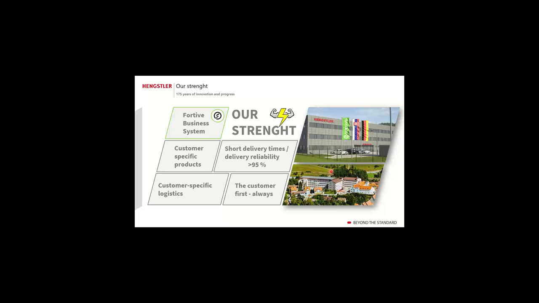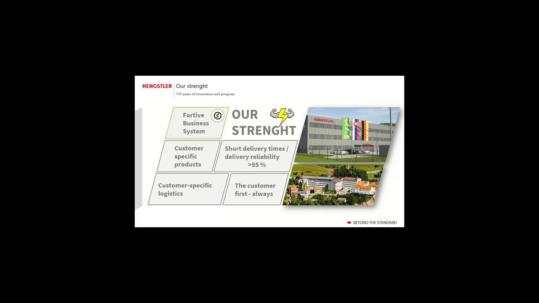So, 175 years of innovation and progress. Our strength is our total business system, which I told you about. We have short delivery times, and 95% is our OTD. This is basically because of our Fortive business system. We have all the raw products readily available with us, and we can produce and ship the encoders within 2 to 3 weeks.